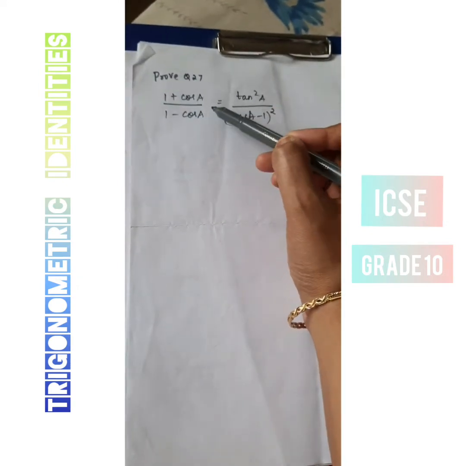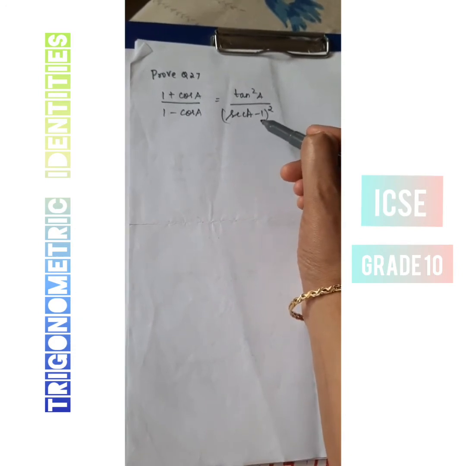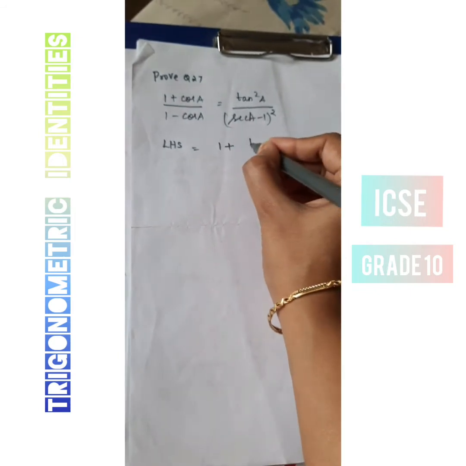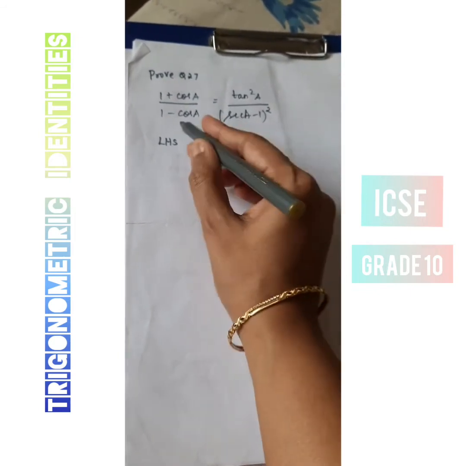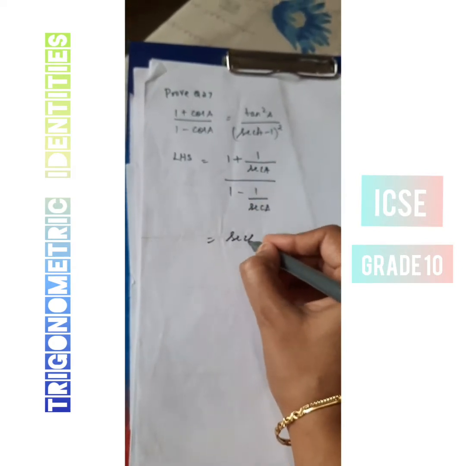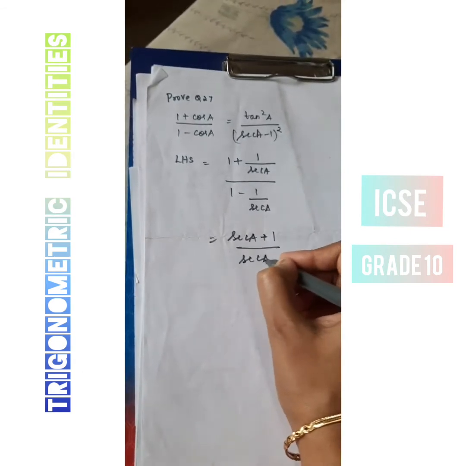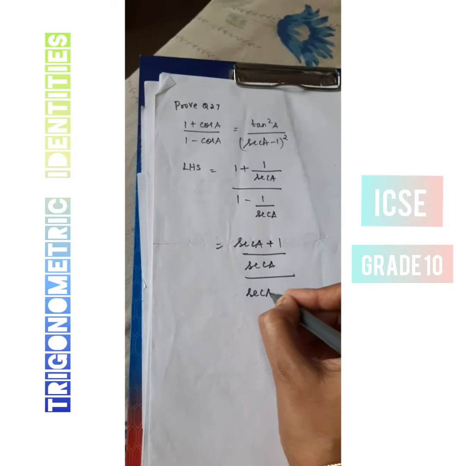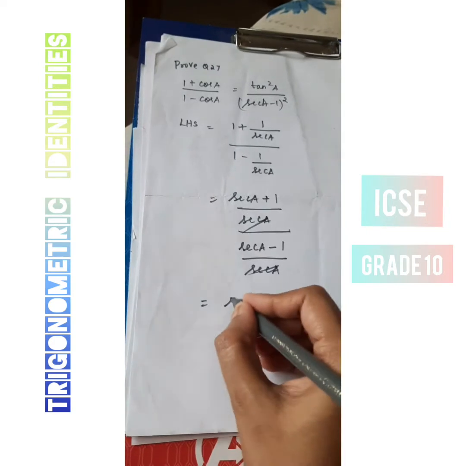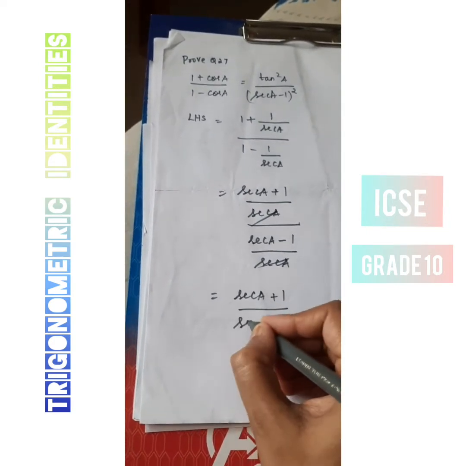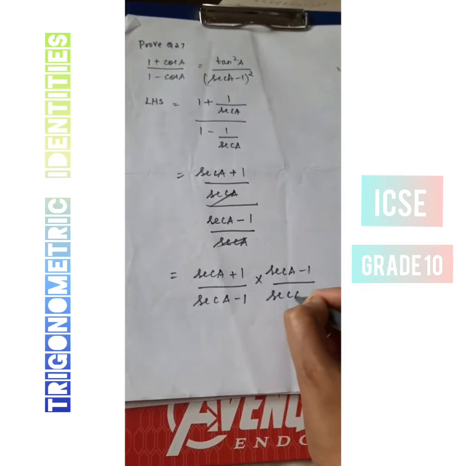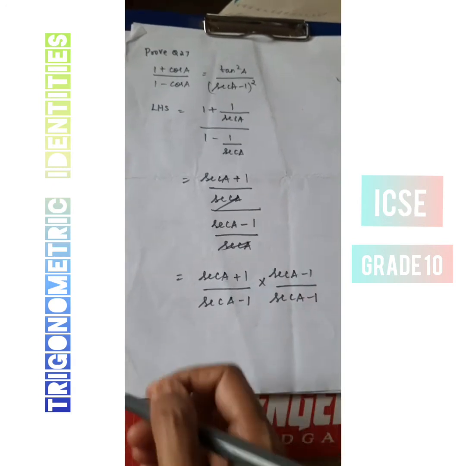Next, 27: 1 plus cos A by 1 minus cos A equals tan square A by secant A minus 1 whole square. So by just taking the LHS, 1 plus 1 by secant A by 1 minus 1 by secant A. Then take LCM, so secant A plus 1 by secant A by secant A minus 1 by secant A. That both goes off. So it's going to be secant A plus 1 by secant A minus 1, which we need to multiply both the sides by secant A minus 1. It's just 1 you're multiplying actually.